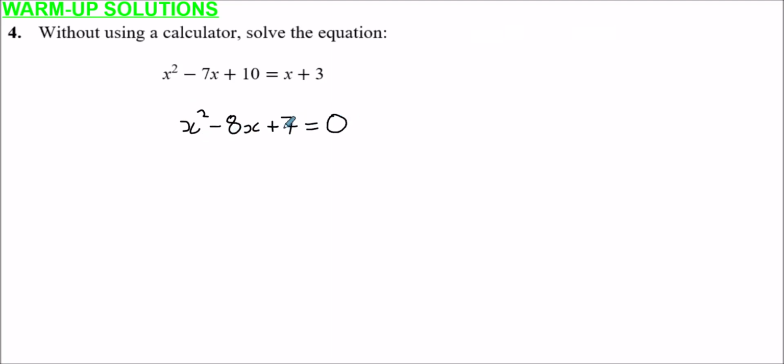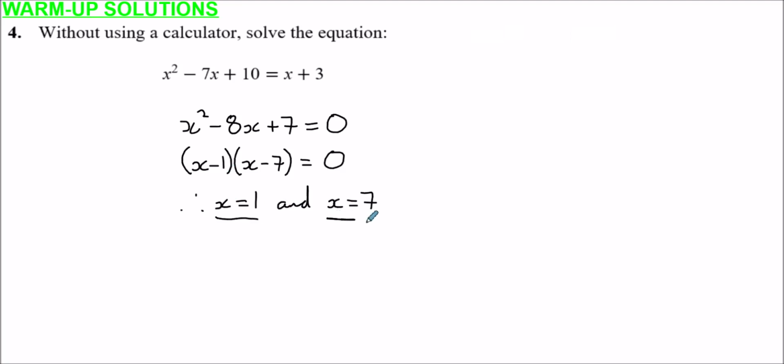So two numbers that multiply together to give us 7, when we add them give us minus 8, we could have minus 1 and minus 7. Therefore, these are equal to each other when x equals 1 and x equals 7. As solutions at x equals 1 and x equals 7.